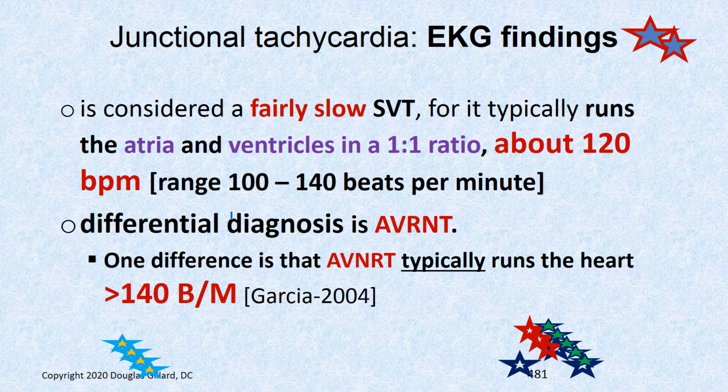ECG findings, well, it's really just that it's slow. It's one of the slower supraventricular tachycardias. And never say never, because people get anxious, and when they get anxious, their rate of ventricular contraction can go up just from the anxiety. But usually it's about 120 beats per minute.